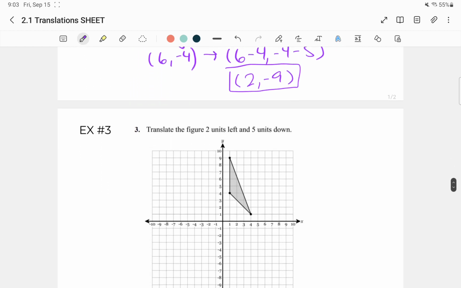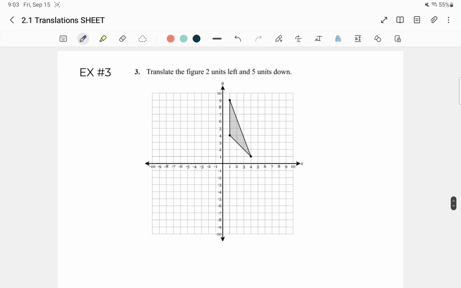All right, let's look at example 3. It says translate the figure 2 units left and 5 units down. So what I'm going to do is take every single point, which there's 3, of this triangle, and I'm going to translate each one 2 units left and 5 units down. I'm going to show with arrows. You don't have to draw the arrows.